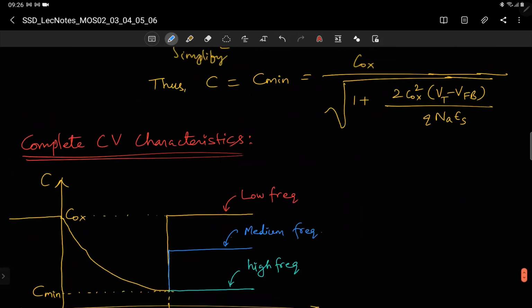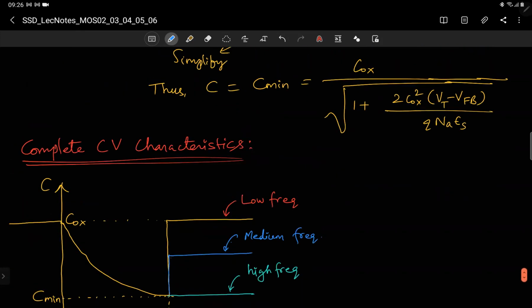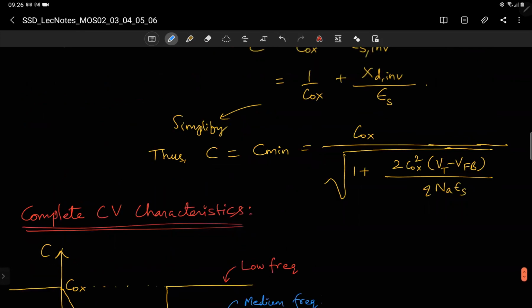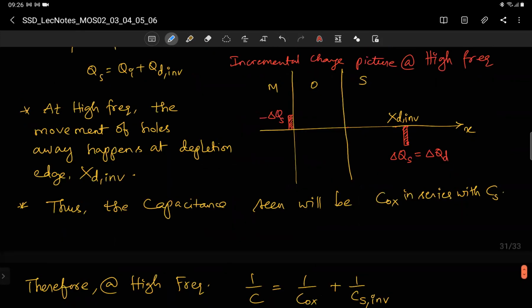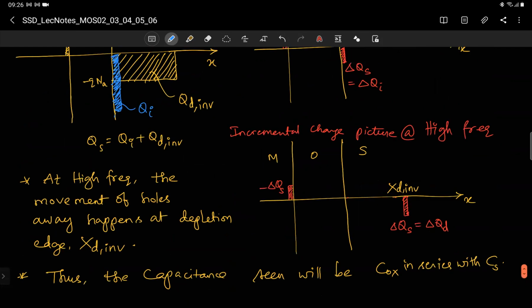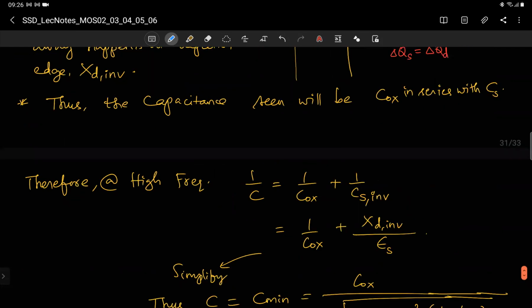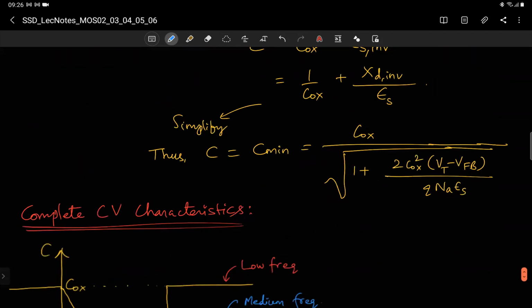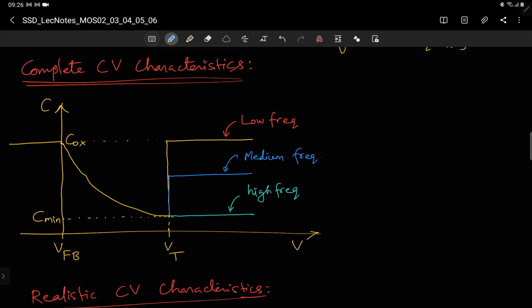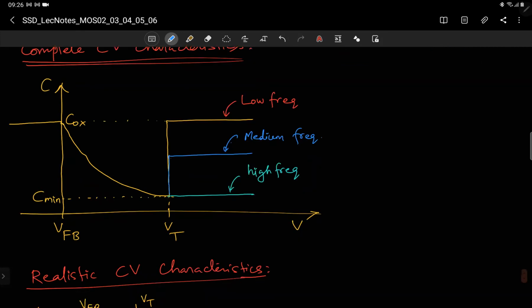So it is all because of this. Where does the charge come from? That is what decides the capacitance. And you find that if low frequency is this and high frequency is this, obviously medium frequency would yield something like this, a mix of these two, and that's how it is.